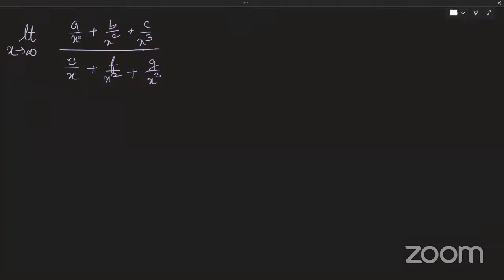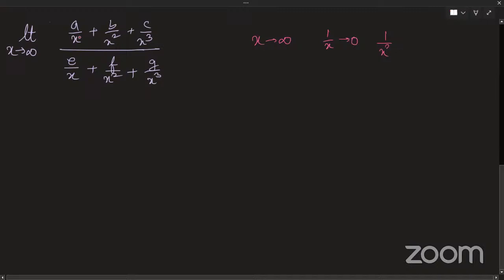Which form is this, everyone? 0 by infinity. Okay. So just tell me, if x is tending to infinity, where will 1 by x tend to? 0. Okay, great. Where will 1 by x square tend to? 0. What about 1 by x cube? Same, sir. 0.